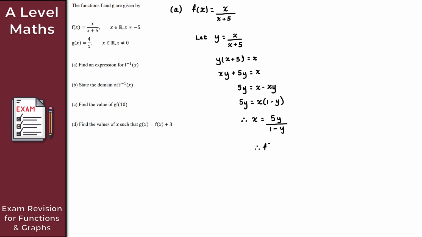So therefore, f inverse of x here is equal to what we now get from the right-hand side of this equation. So this equation here is replace any y's with x. Okay, so we get 5x all over 1 minus x there. And there we have it then. So that gives us the solution to part A.